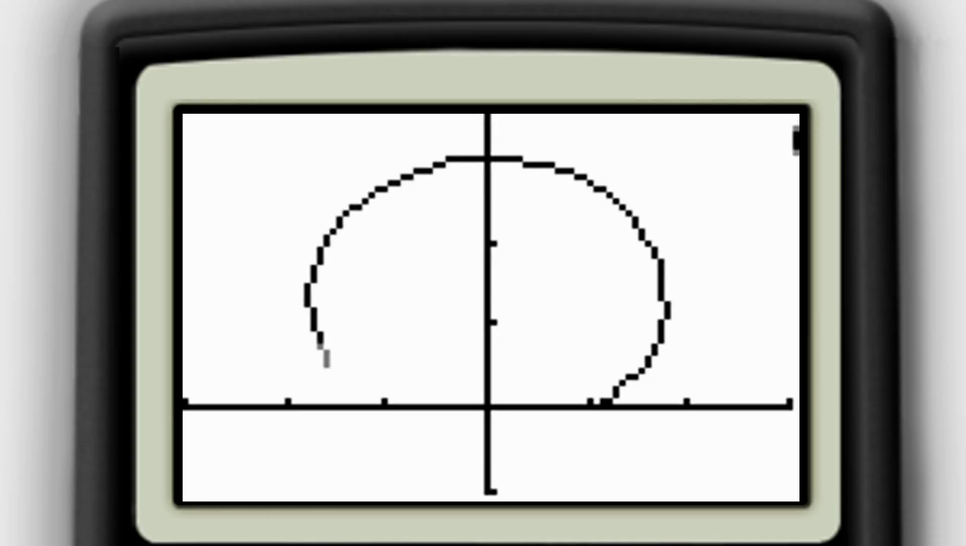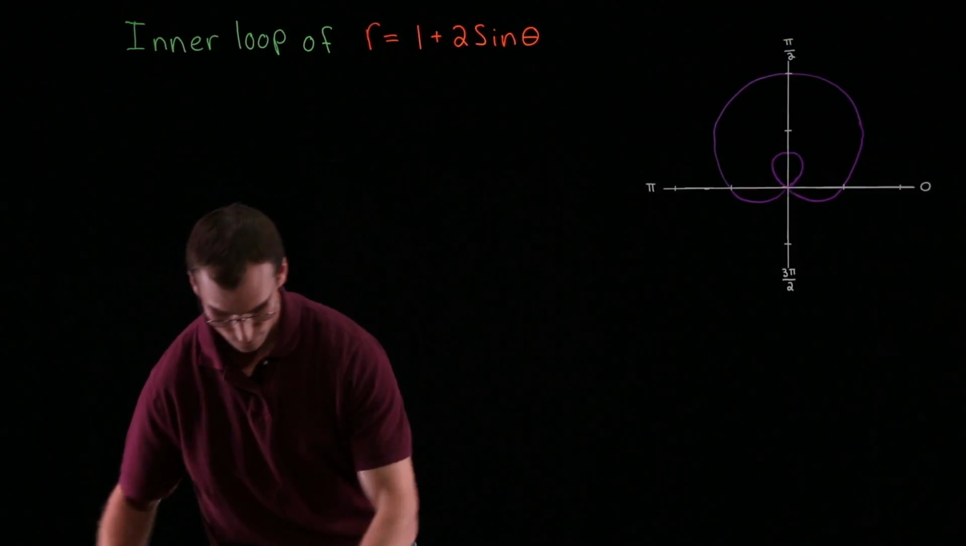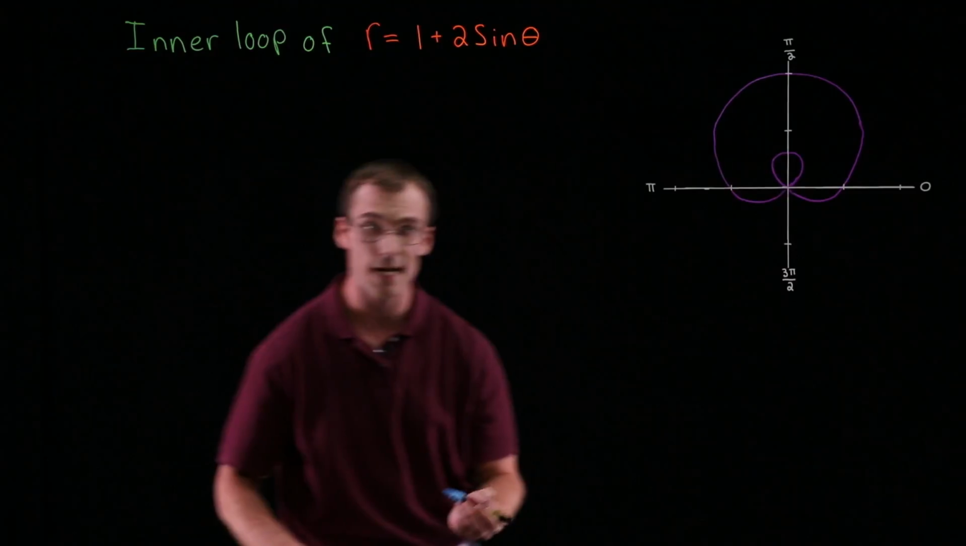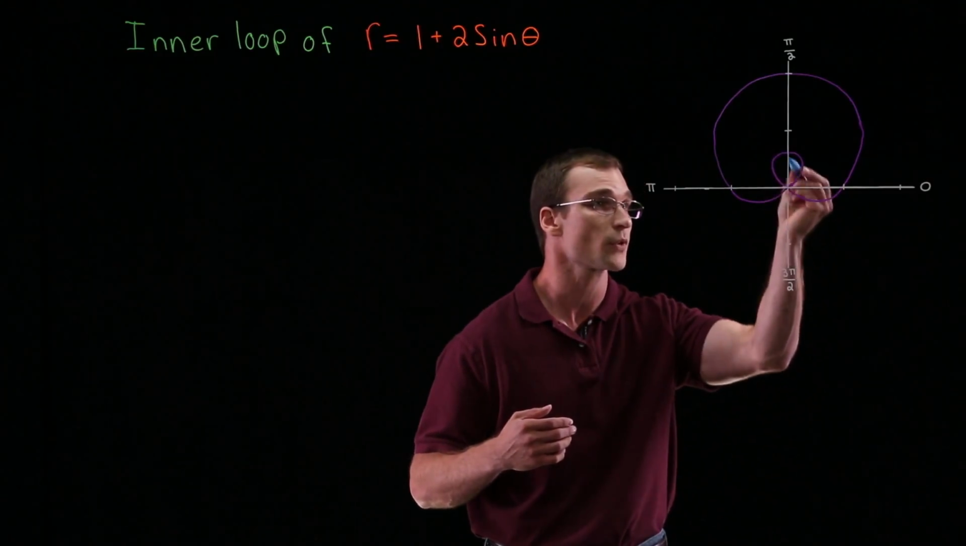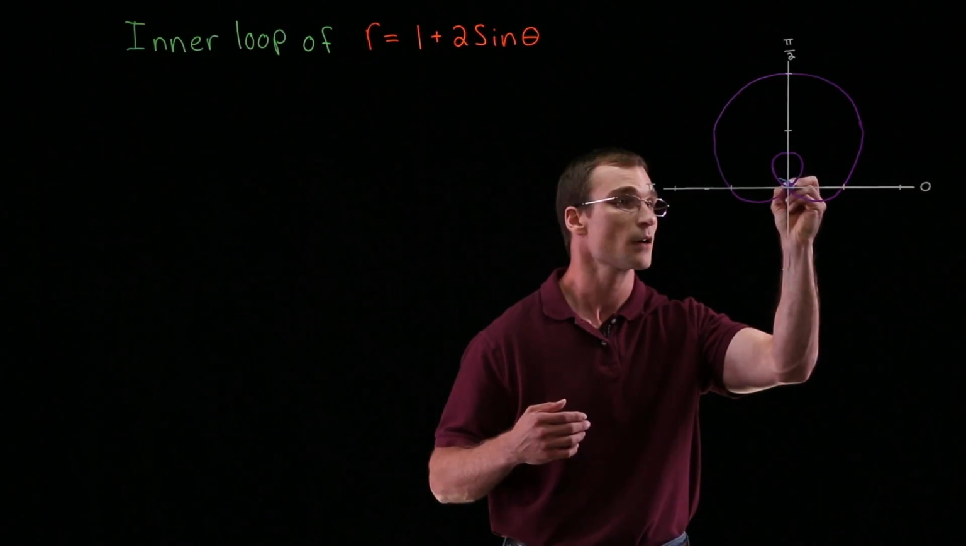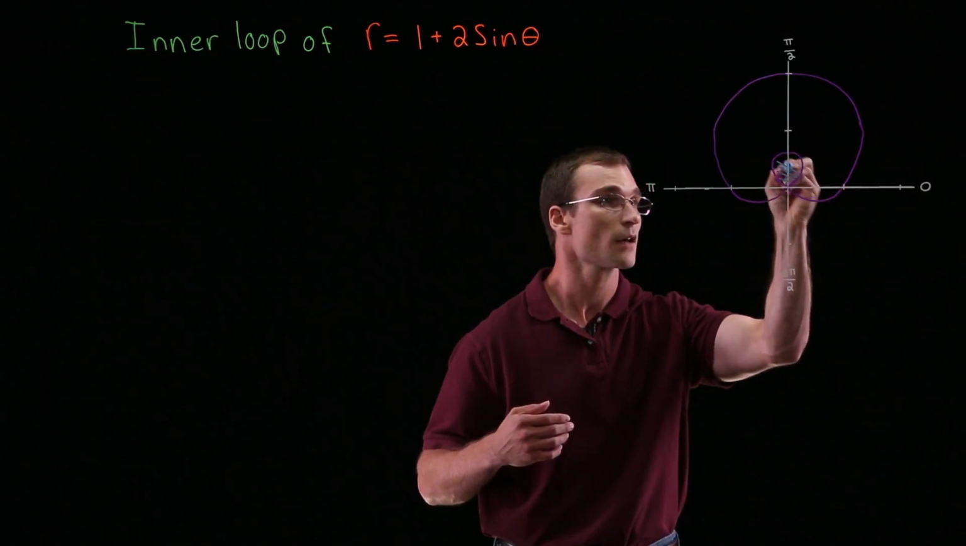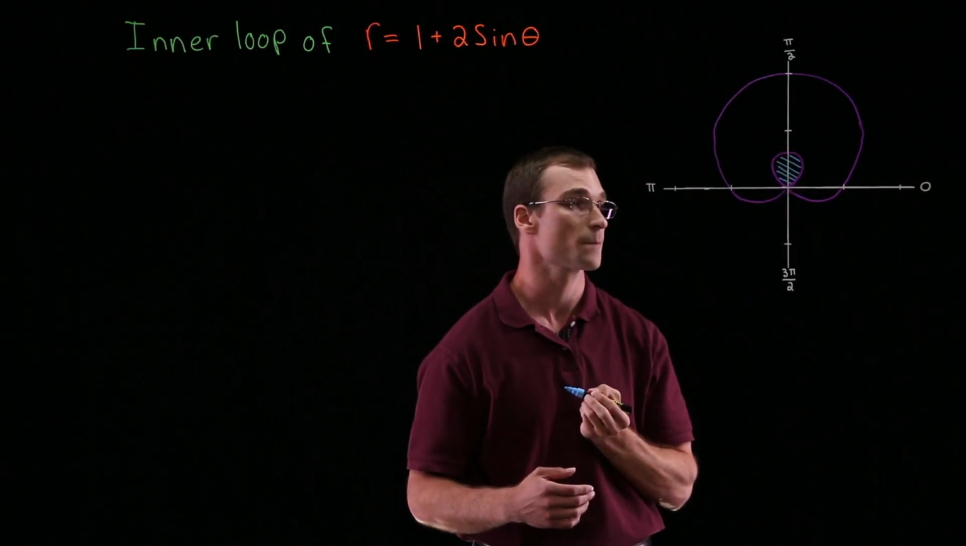So we should be seeing sketched out something similar to the graph that we have sketched here. Okay? So that's the graph of our polar equation. And now what we want to do is we want to find the area of the inner loop. So the inner loop is this little loop right here. So specifically, we're wanting to find the area of this part right here.